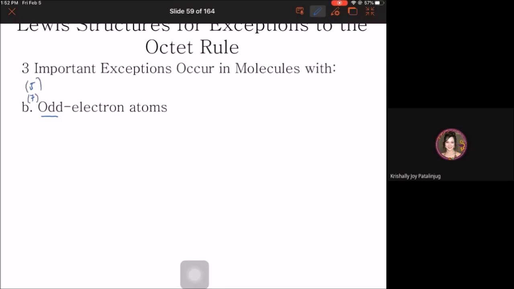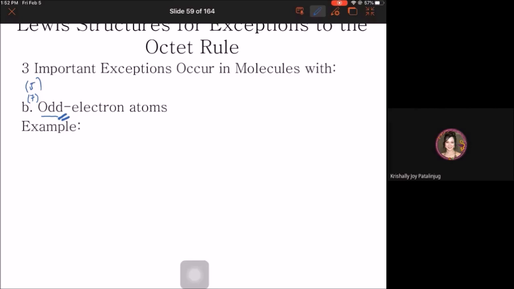Okay? Now, this is usually observed sa mga molecules na may central atom with an odd number of valence electrons. So, kung titingnan ninyo ang periodic table, di ba, may group 5, may group 7. Usually, kapag naging central atom yung mga atoms na nandun sa group 5 at group 7, may mga molecules kung saan sila yung central atom, may isang unpaired electron talaga. So, doon pasok yung odd-electron atoms.